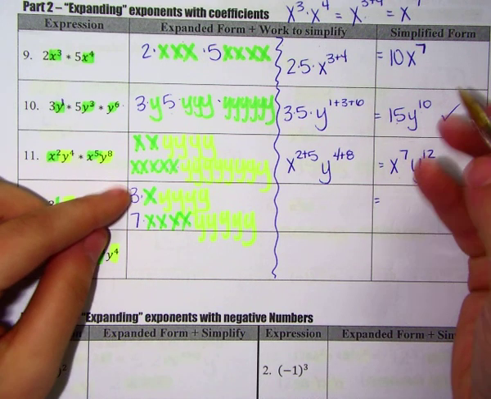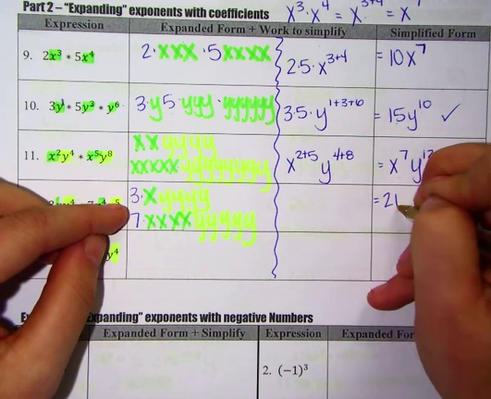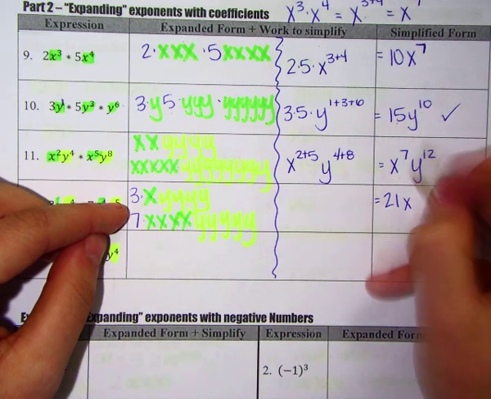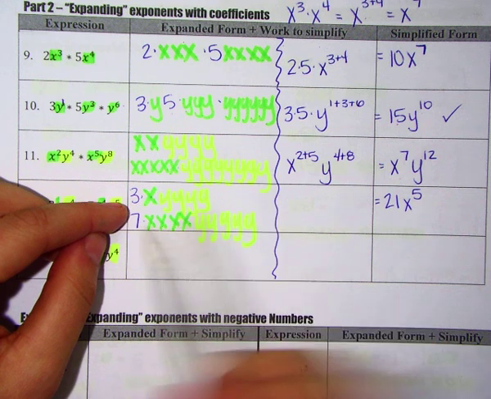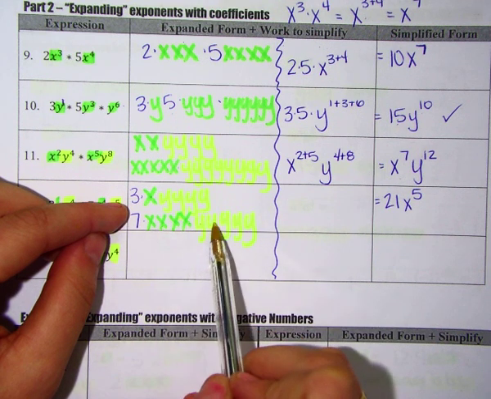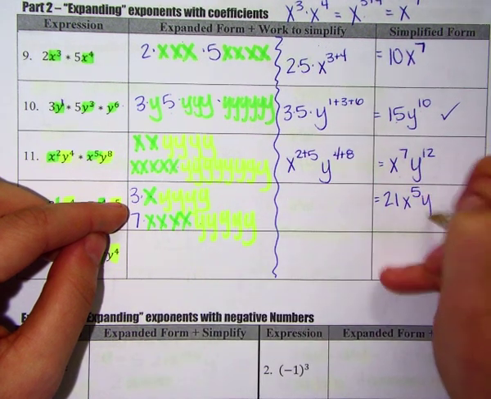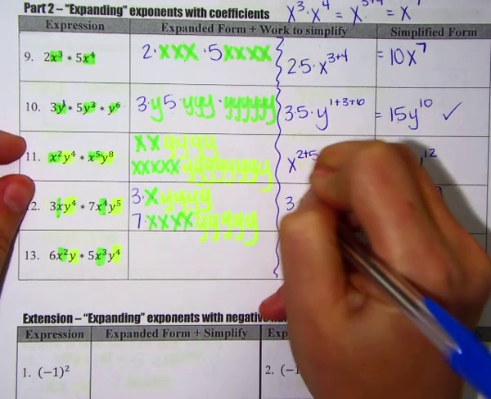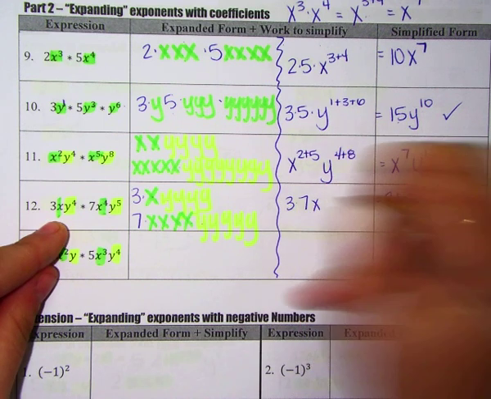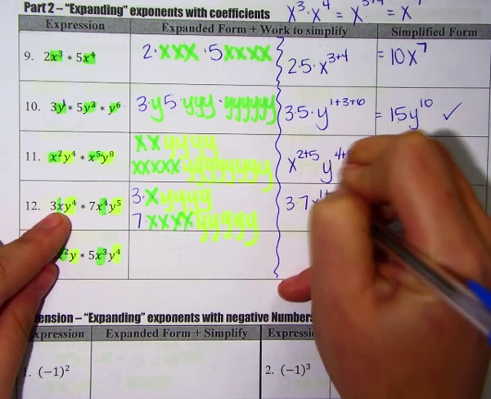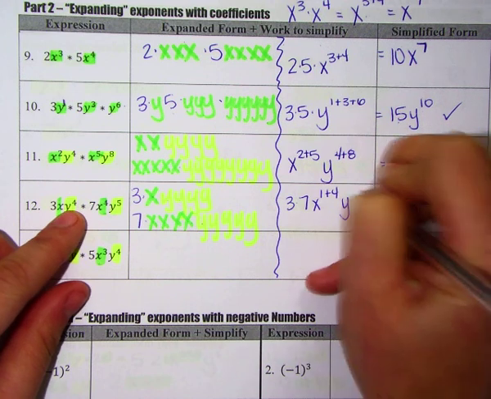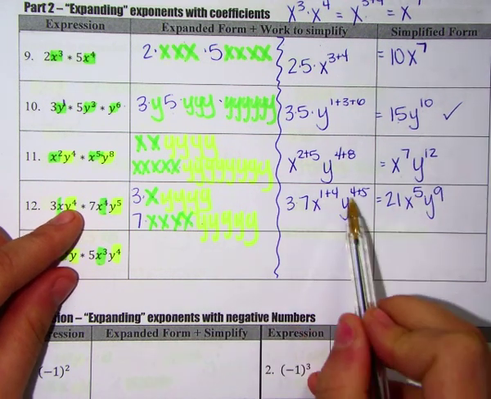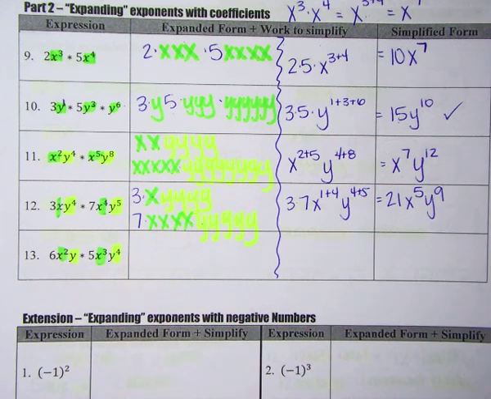This will be 3 times 7, which is 21. Multiplying x by itself 1, 2, 3, 4, 5 times. And y by itself 1, 2, 3, 4, 5, 6, 7, 8, 9 times. Let's double check that using the algorithm. It'll be 3 times 7, and then x to the 1 plus 4 power, and y to the 4 plus 5 power. 1 plus 4 is 5, 4 plus 5 is 9.